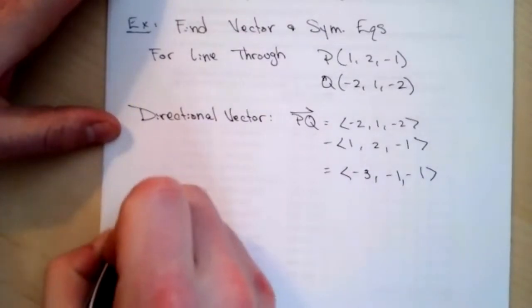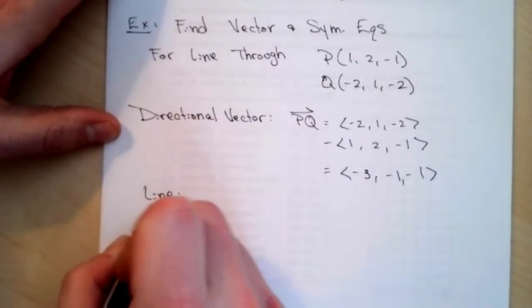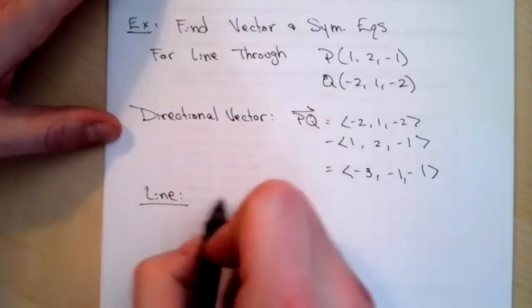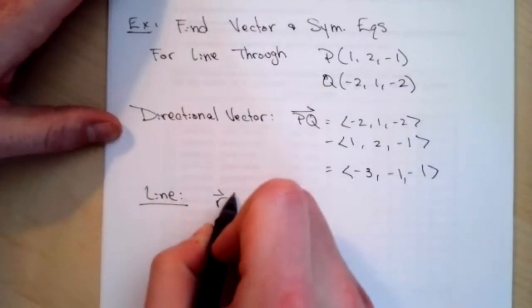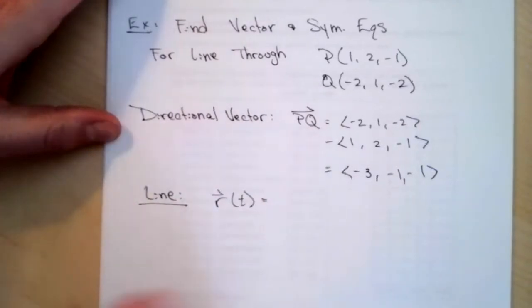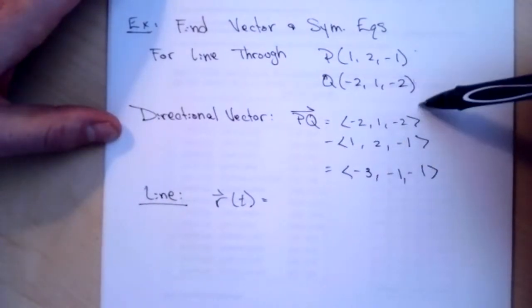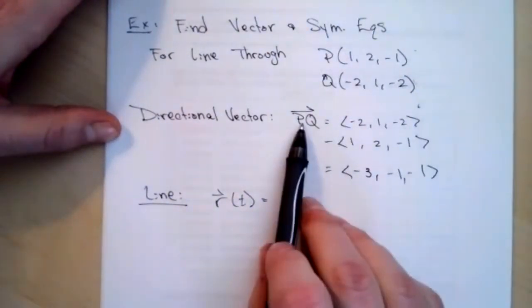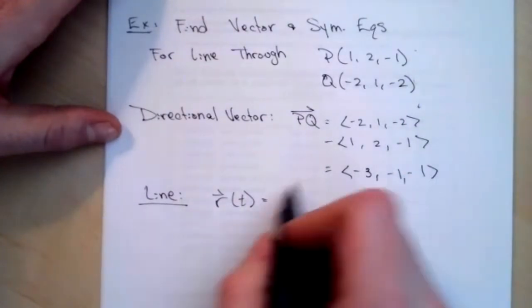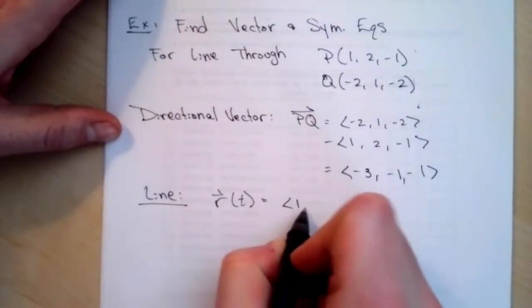So we'll get -3, -1, and -1. And so our line is going to be given by r of t is equal to, and still we can choose any starting point. Since we have our directional vector as PQ, I'm going to choose P as our starting point.